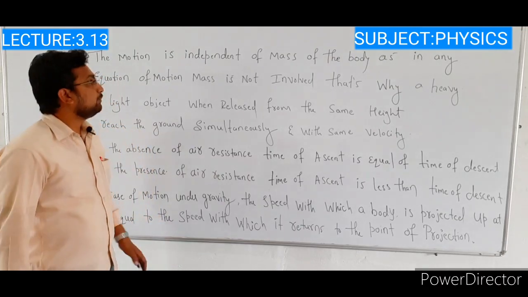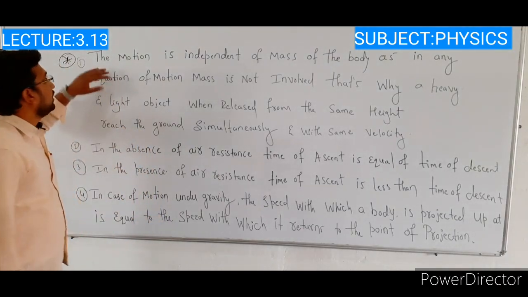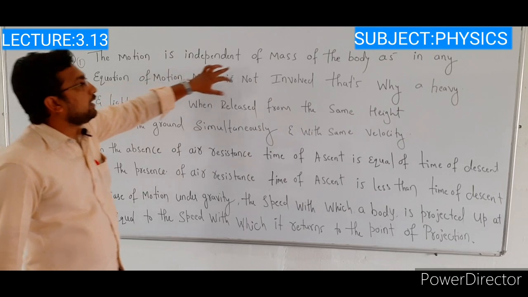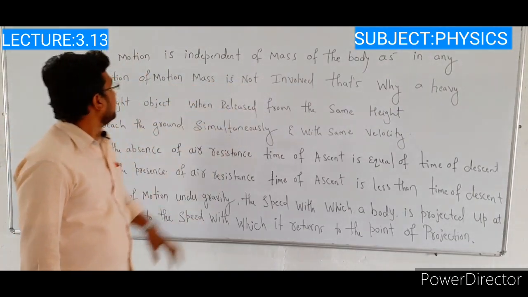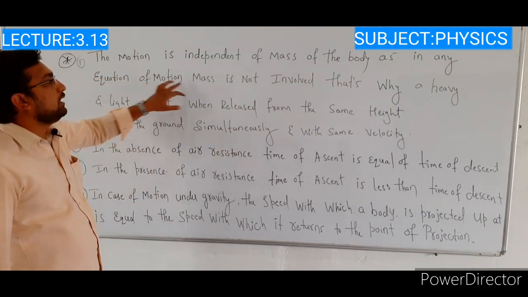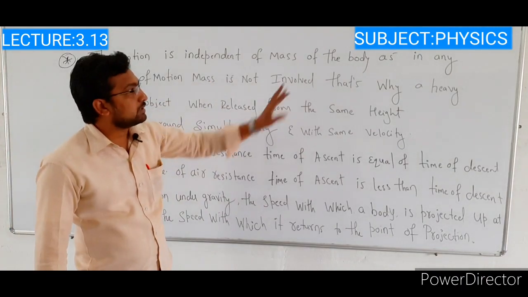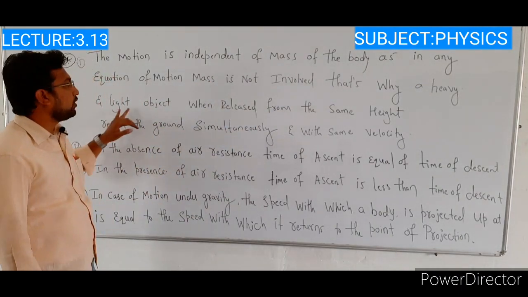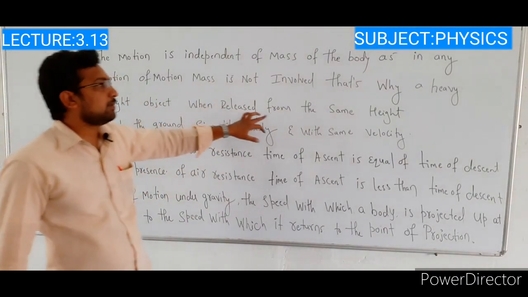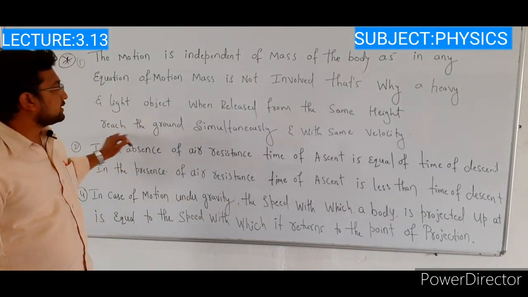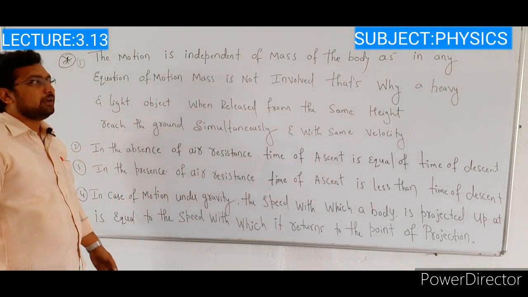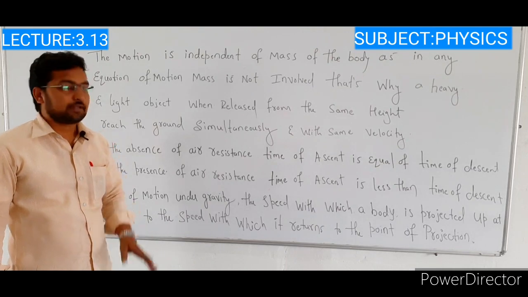Okay, so these are the important notes. What is the first one? The motion is independent of the mass of the body, as in any equation of motion, mass is not involved. That's why a heavy and a light object, when released from the same height, reach the ground simultaneously and with the same velocity. So this is the first point.